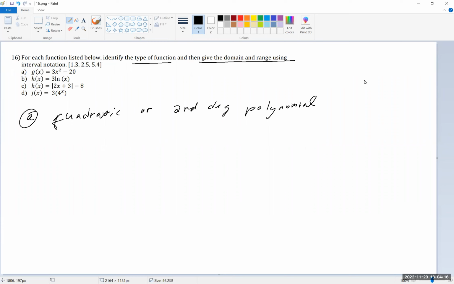So it might help to make a rough sketch of this graph. And if you think of the parent function looks like this. And then the three, all the three does is it makes it, and I'll do it in a different color, the three makes it more narrow. And the 20 drops it down by 20. So let's say that's 10 and 20.